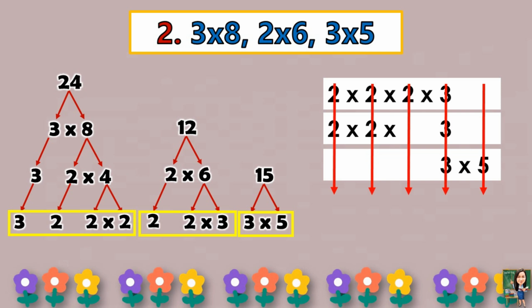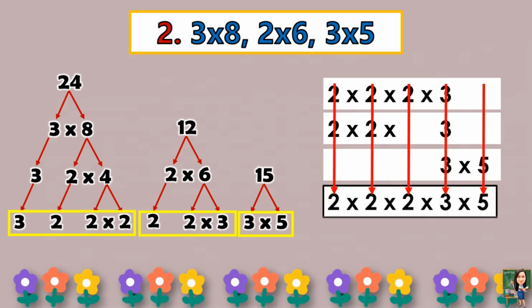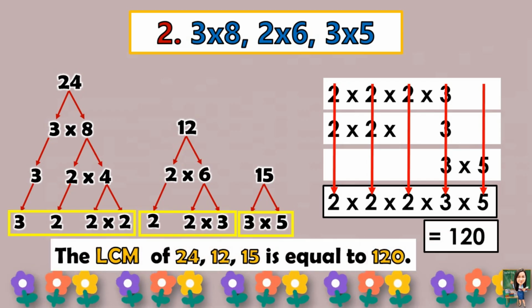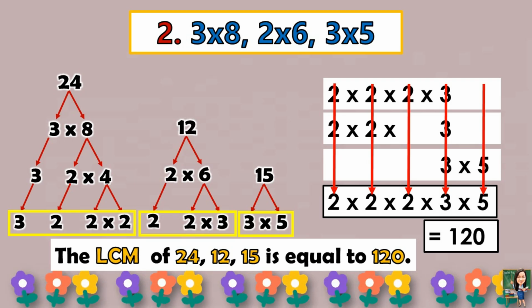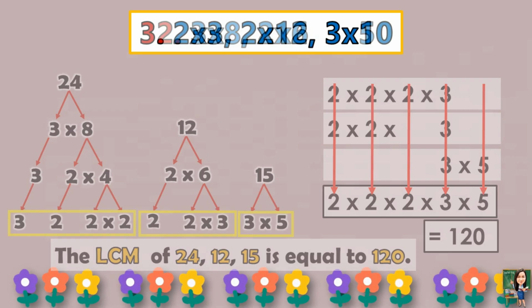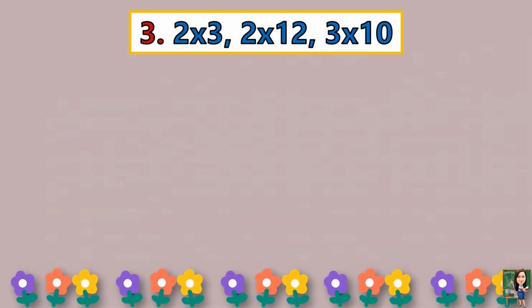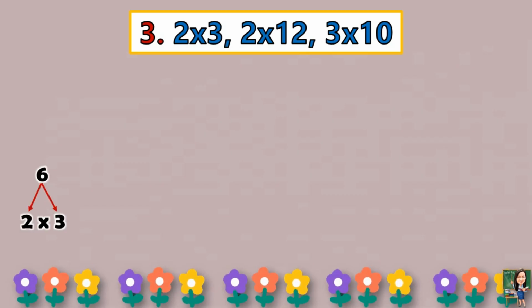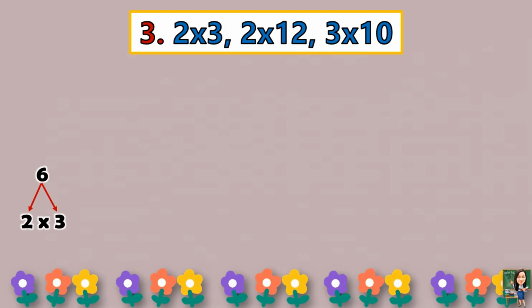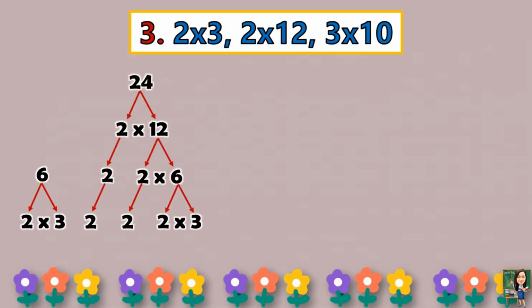So list down all the prime factors. 2 times 2 times 2 times 3 times 5 equals 120. The least common multiple of 24, 12, and 15 is equal to 120. Number 3. 2 times 3, 2 times 12, 3 times 10. 2 times 3 equals 6. 2 times 12 equals 24. 3 times 10 equals 30.